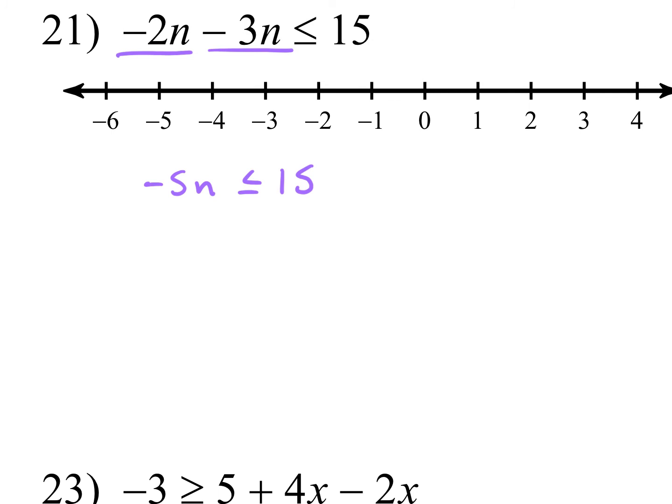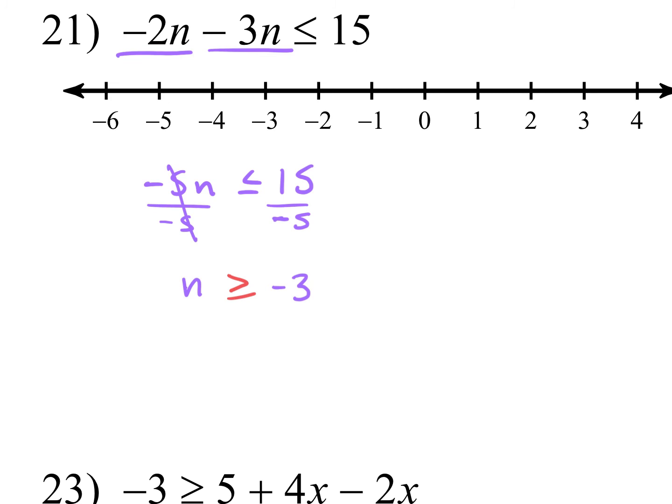What should I do next? Divide by negative 5. What's the one thing I have to do when I divide by a negative number? Flip the sign. So that less than or equal to changes to a greater than or equal to. And what's 15 divided by negative 5? Negative 3. So n is greater than or equal to negative 3.